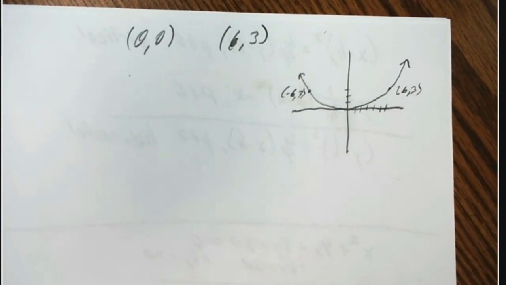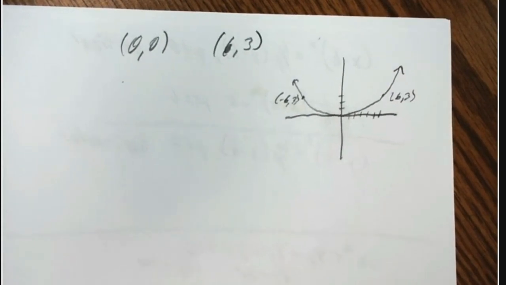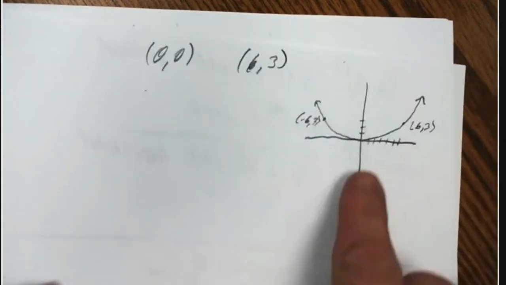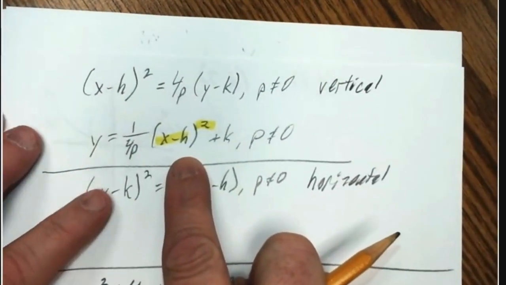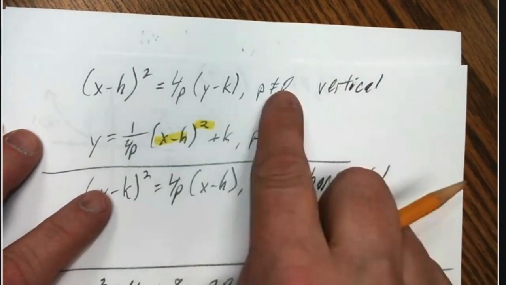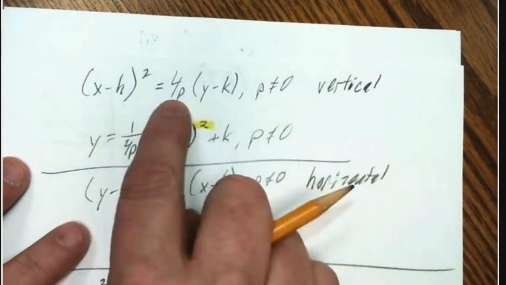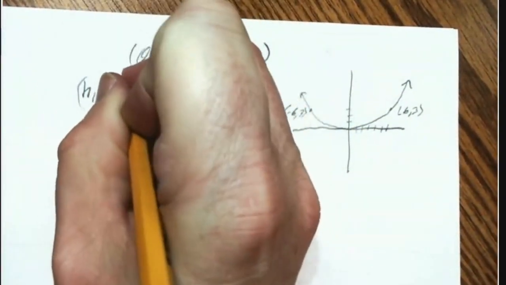Wow, any thoughts on that? How would we write an equation for that parabola? We have no idea what the p is. All we know is a point. Anyone got any suggestions? Let me see. What do we know about it? We know it's vertical, so we can use this equation or this equation, right? We know p cannot be 0, but we don't know its value. We do know the h and the k, the origin at (0, 0). So h and k are 0, right?